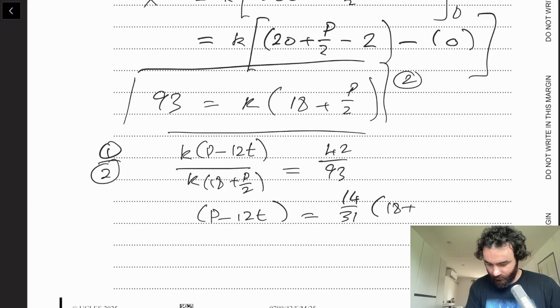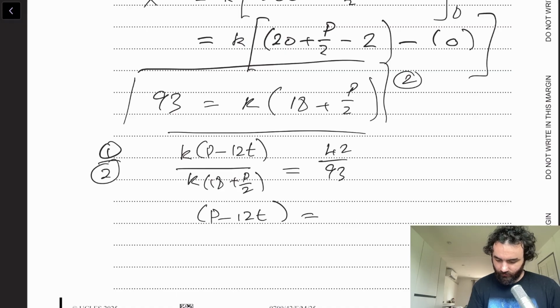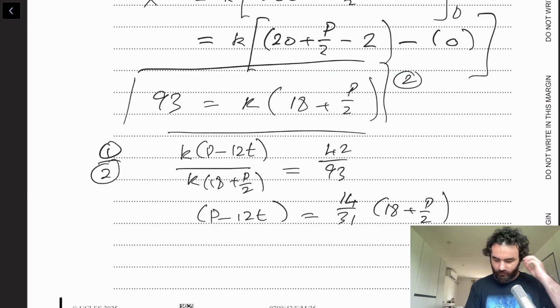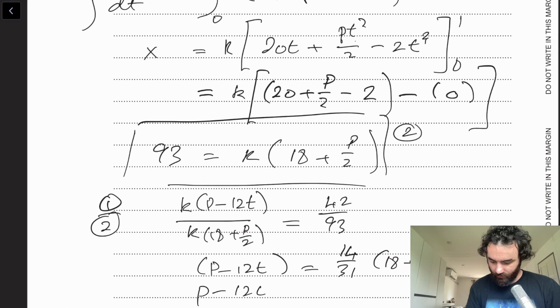plus, no, dividing, we're timesing through, okay, so this is 14 over 31 times 18 plus p over 2. Okay, and then we can just expand it in. So we get p minus 12, wait, was there a t here?